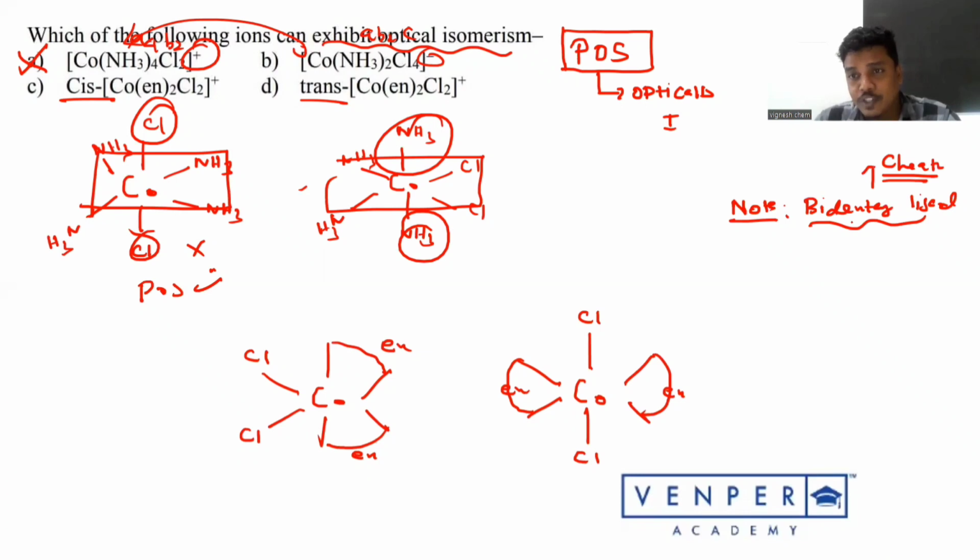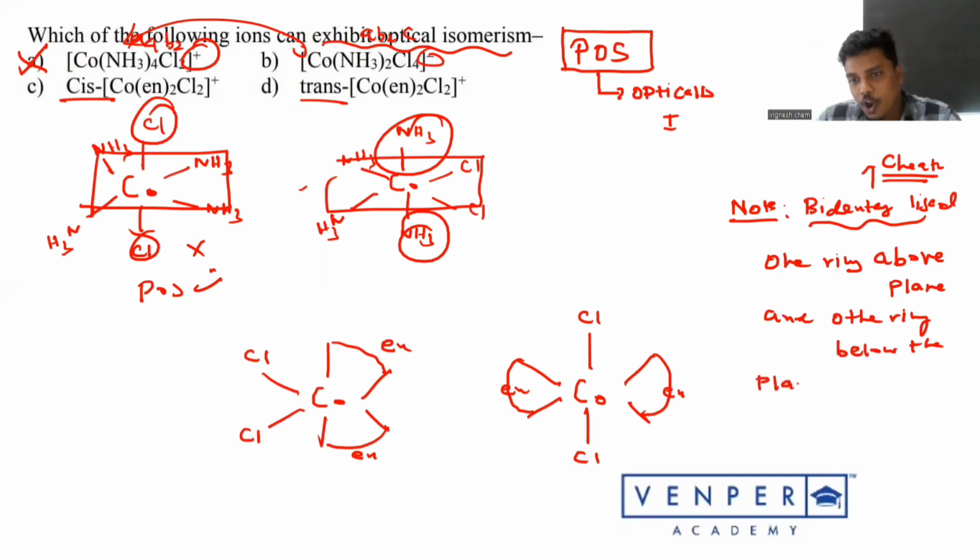In case of a chelating structure, if one ring is above the plane and the other ring is below the plane, it is always optically active. Very important. Optically active. Next question, what is the next one? So what is above the plane, what is below the plane?